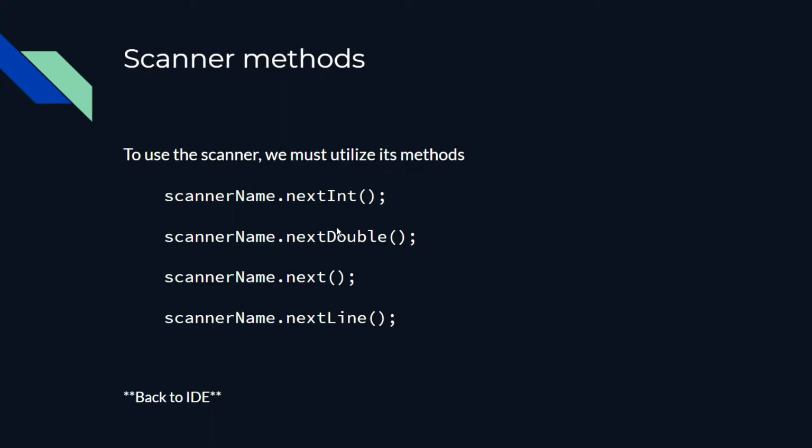nextDouble. We have next, which will take whatever's before a space, and then nextLine will take the entire line. So these are commonly used for strings. These are used for doubles, ints. So let's take a look at that.